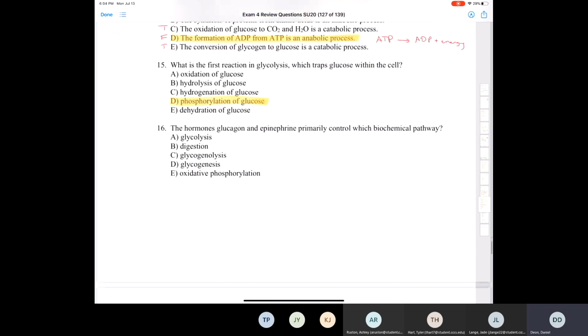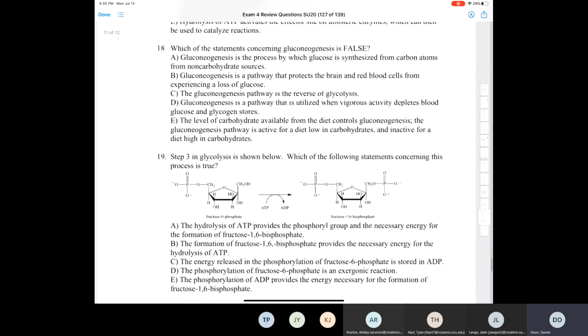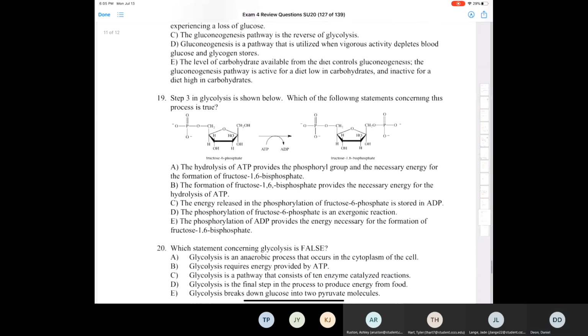Number 16 says the hormones glucagon and epinephrine primarily control which biochemical pathway? Who was able to figure this one out? I think somebody put C. Sorry, I'm rifling back and forth here. Anyhow, it's glycogenolysis. That's another one you kind of have to memorize. Let's move on from there. What do we have left? Oh, we only have a few.